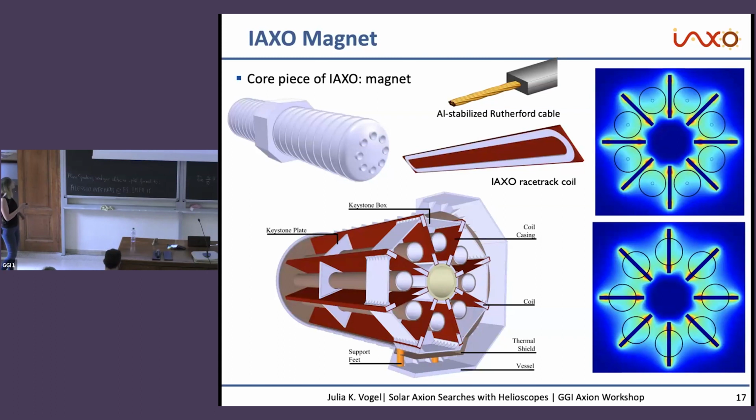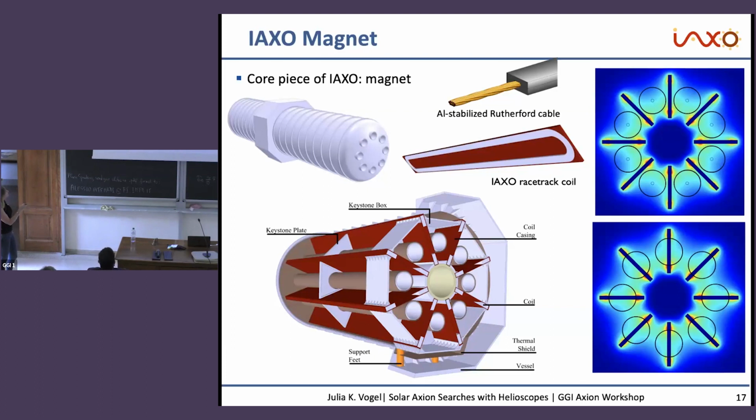Okay, so this is the core piece of the IAXO experiment, the magnet. So this is in its housing. This is what it looks like inside. It is a similar setup to the ATLAS detector magnet, and uses these racetrack coils you can see here in red. This is what they look like. And in between, we're going to have our detection line bores set up.